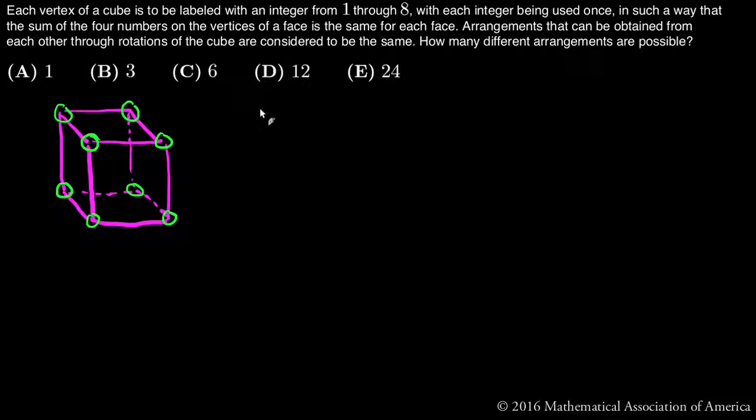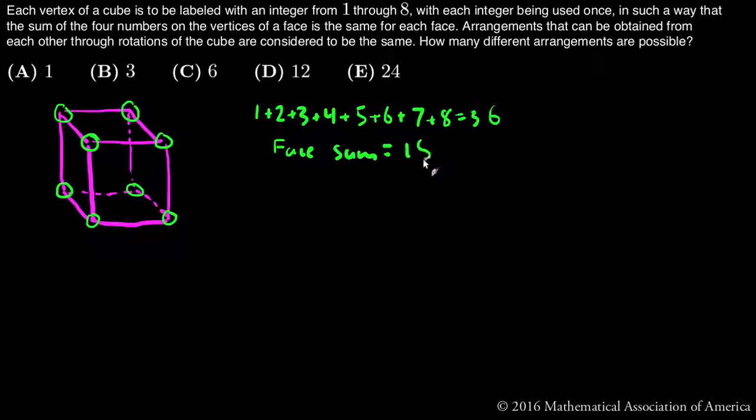So the first thing we notice is this. If I sum up all of the numbers from 1 to 8, I will get 36. And if I want the top and the bottom face to be equal, then the sum for each face should be half of that, 18.